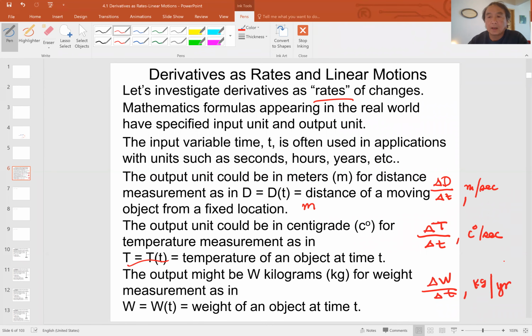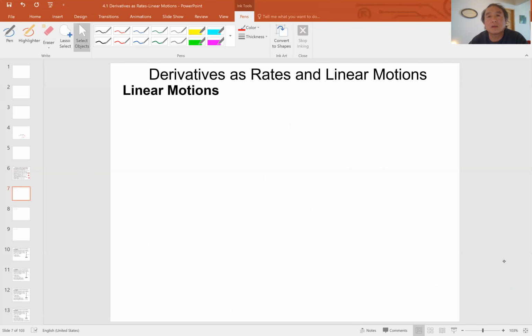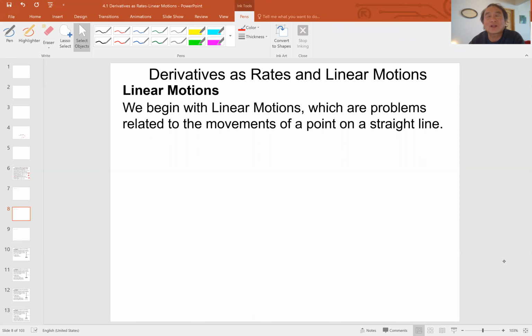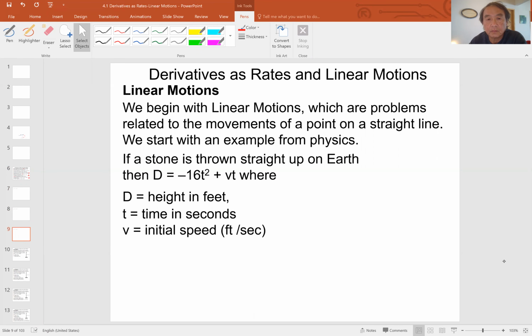Okay. And so we're going to concentrate on the distance one, in particular, the distance of a point moving on a straight line. That's what a linear motion is. And we have a basic example that came from physics. So on Earth, we shoot something up in the air, and then we follow the distance from the ground. D follows this formula.